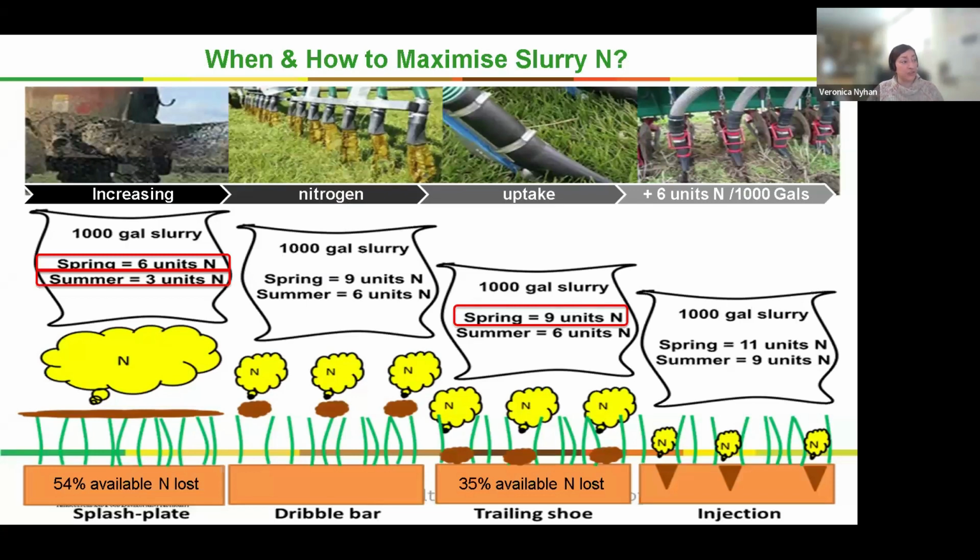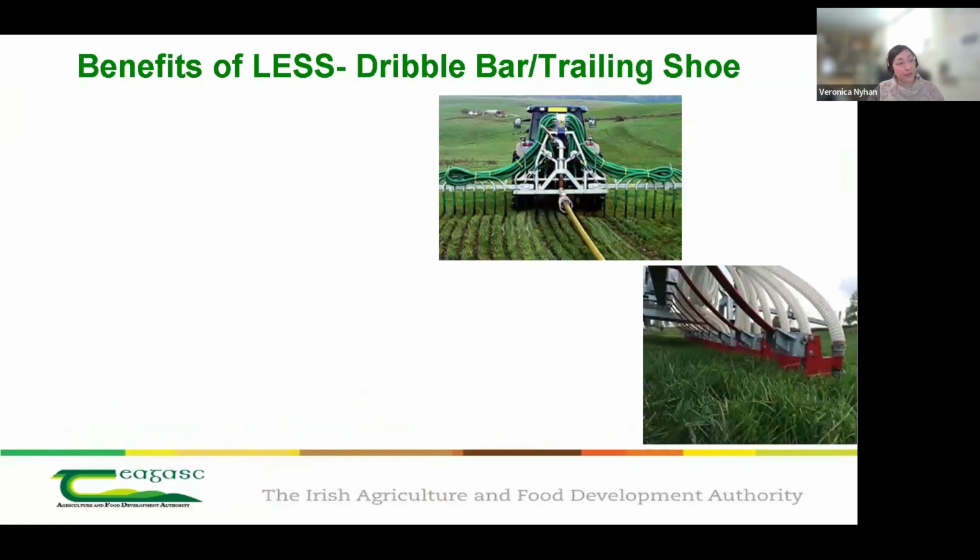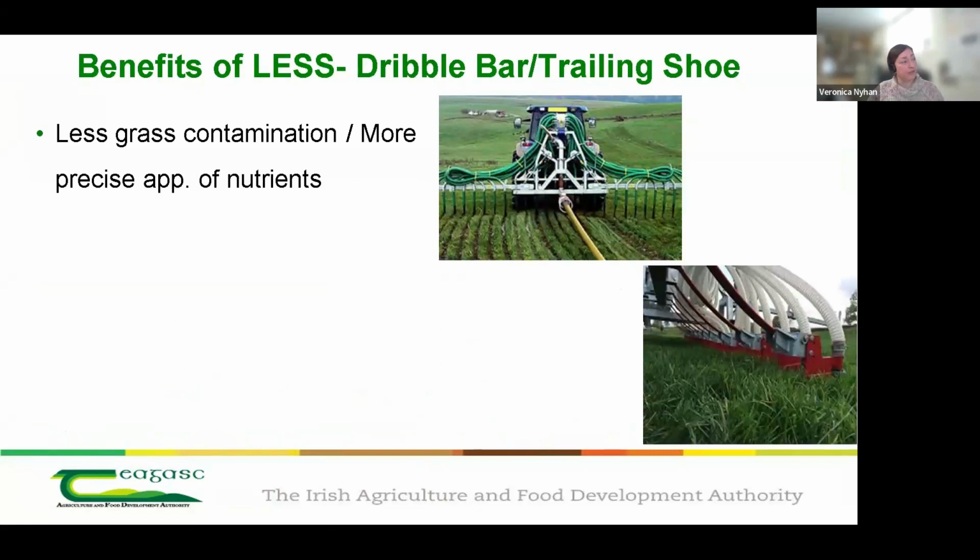So essentially it's all about maximizing the slurry, putting it out at the time when it's most effective, and with the technology that maximizes how it's kept in the soil and utilized by the soil and the plant. Other benefits of using low emission slurry spreading, we have the dribble bar and the trailing shoe.